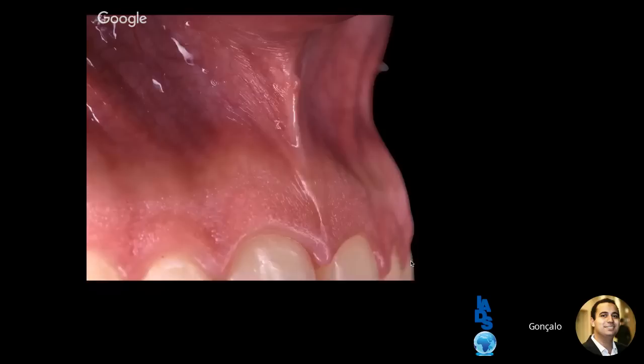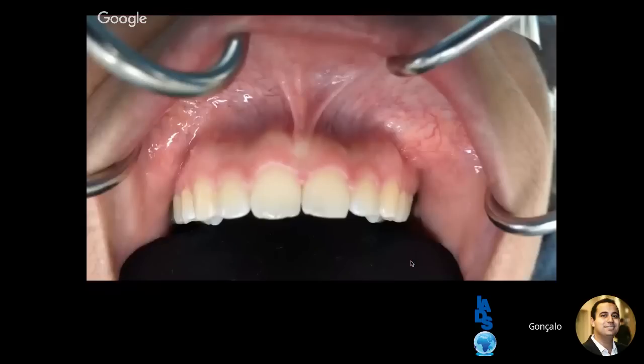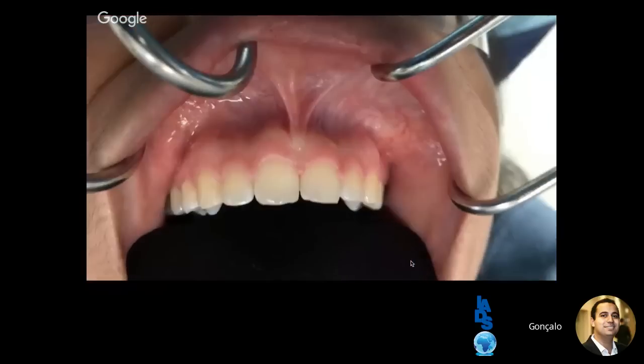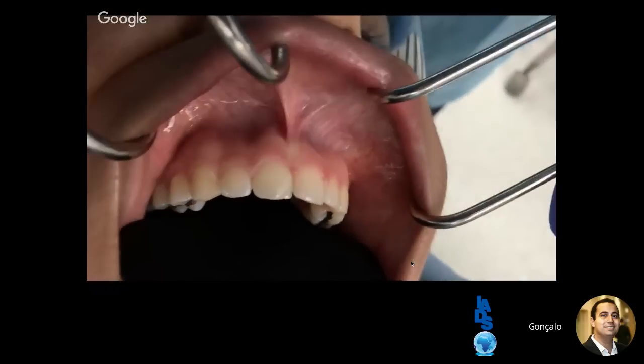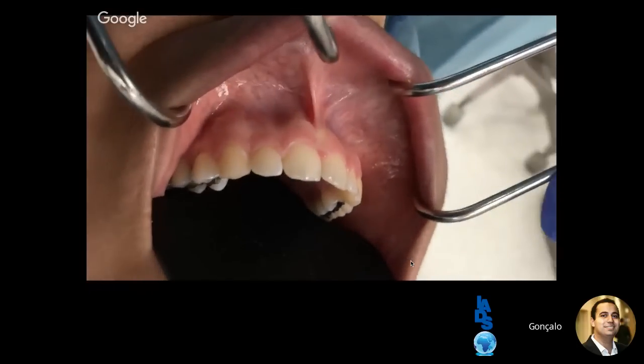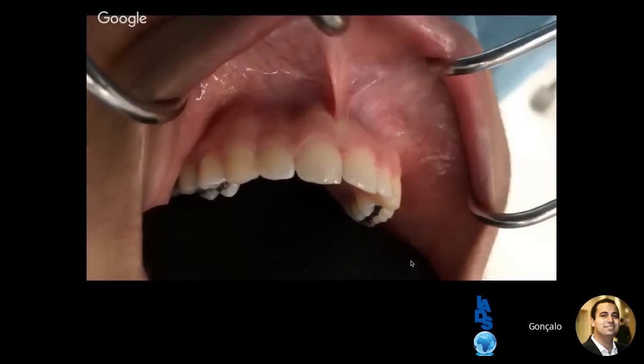So, different views of the frenum. You can see it's a papillary frenum, the second most pathologic. And here you can also see the video showing the frenum that we have.